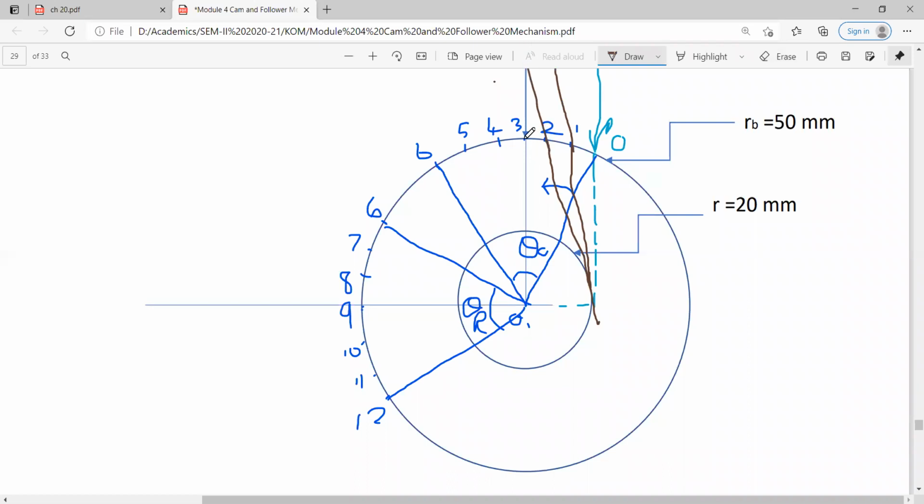From point 3, again the line should be tangent, meaning it should touch the circle at one point only. That is the meaning of tangent. It will go like this. So you have to do it from every point. From 5 also it should be tangent. Then from 6 also it should be tangent.